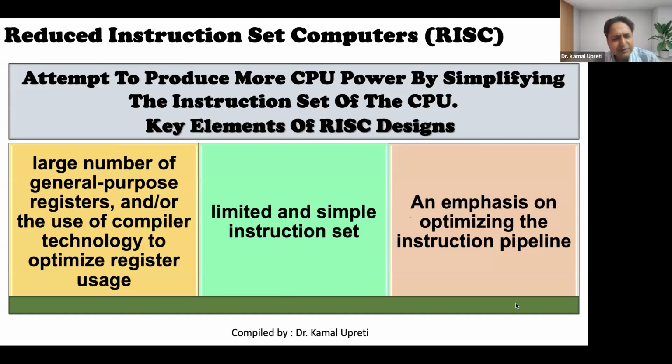Next is limited simple registers, because we have a lot of instructions that we need to process, which is very prominent for everyone. Third is emphasizing optimizing the instruction pipeline, because we have a lot of instructions for pipelines. A pipeline is just a lot of processes that we need to process, and at the end we get the desired results.